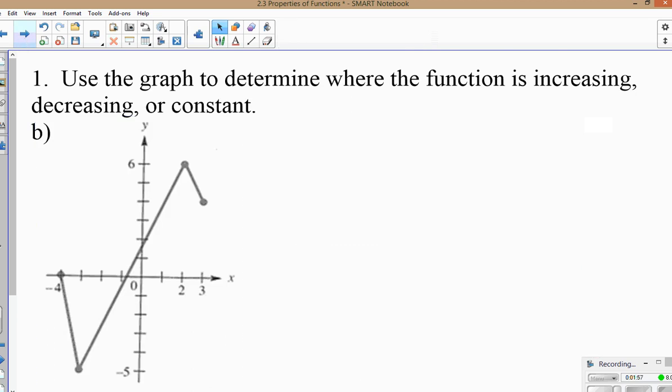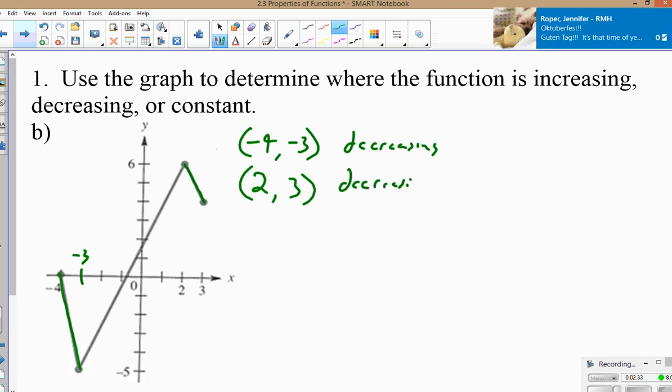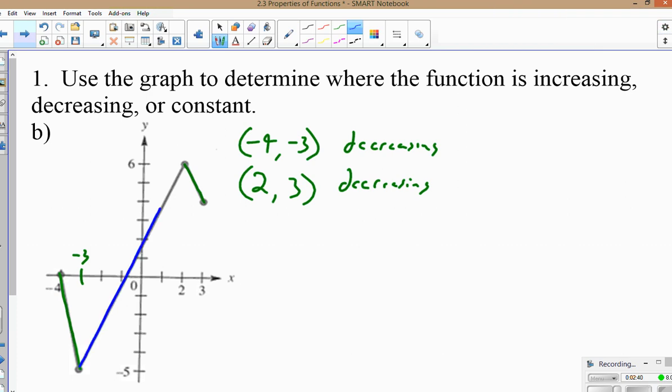On this graph, we're asked to determine where the function is increasing, decreasing, or constant. I am getting a decreasing function from -4 to -3. So on the interval from -4 to -3, it is decreasing, and also decreasing here, from 2 to 3. I can see that the graph is increasing on the interval from -3 to 2.